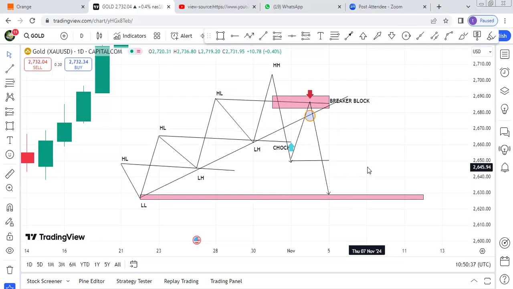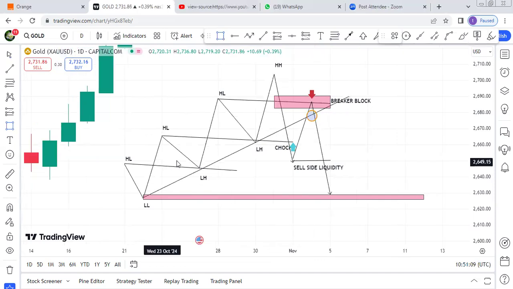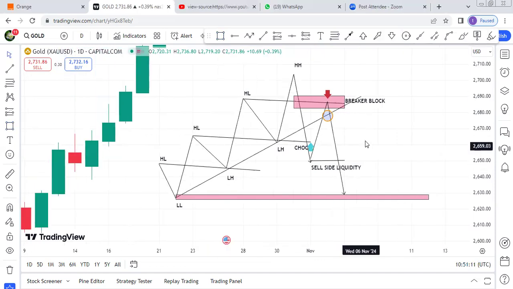But there is something that has to be at the back of your mind, that each time the market takes out the sell side liquidity, which is this low here, the market will always want to retrace back. It depends on how it retraces back. It may use any structure. It can use any order block to retrace back to where it's coming from.